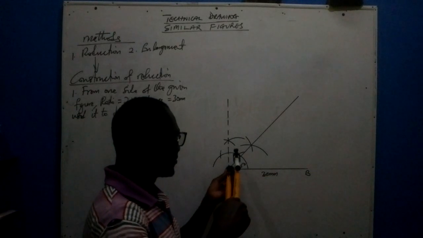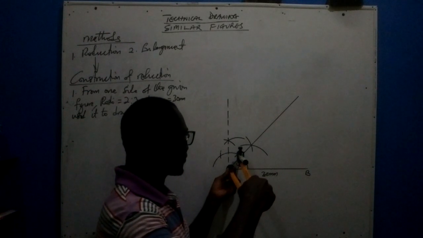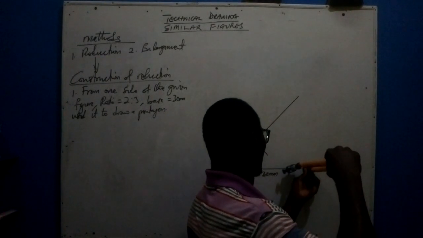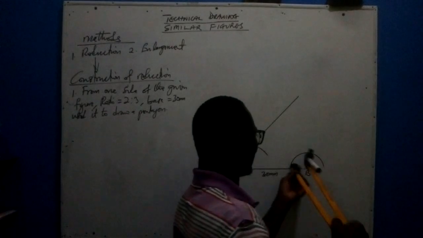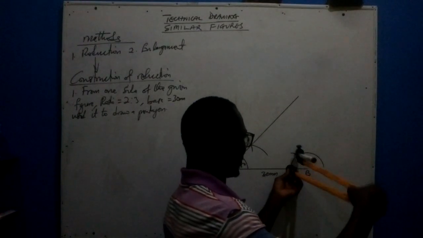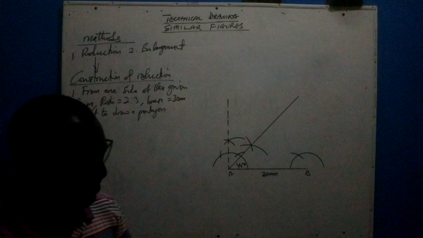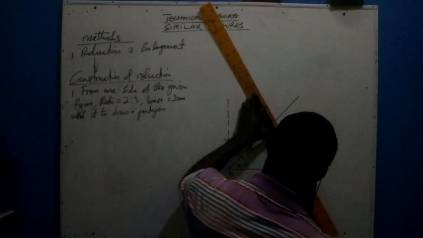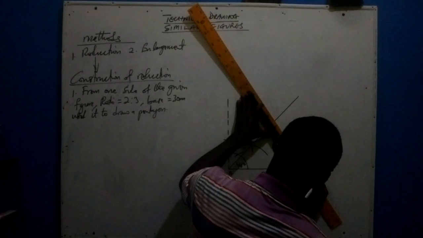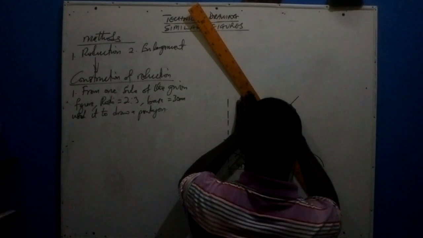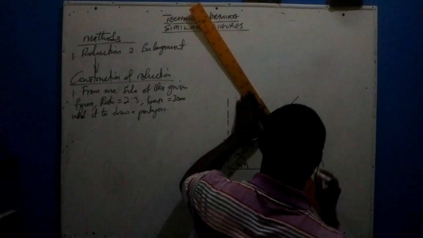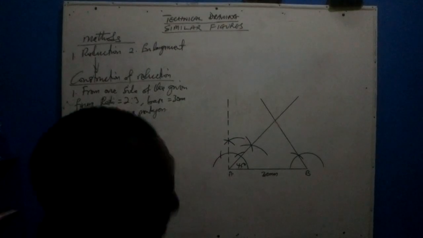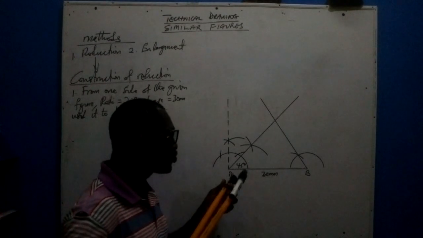Now, use the same convenient radius, then construct my 60 degrees. Then I'll stand on the point to construct my 60 degrees. Then I will draw my arc. After that, I'll bisect the line AB into two.